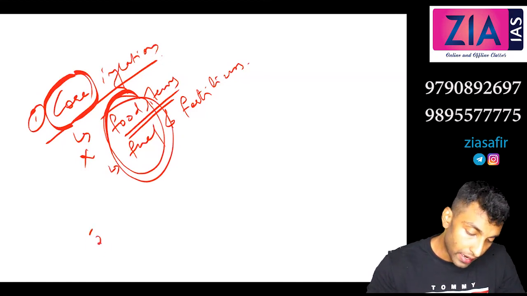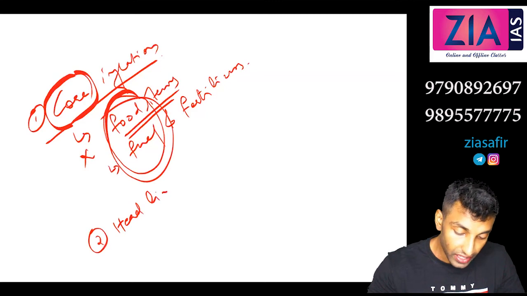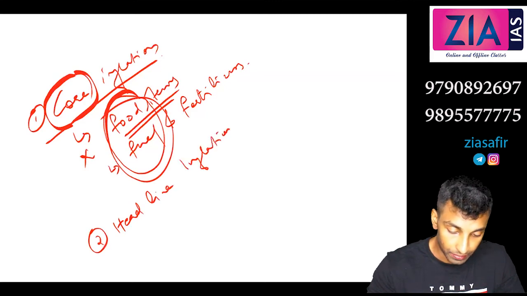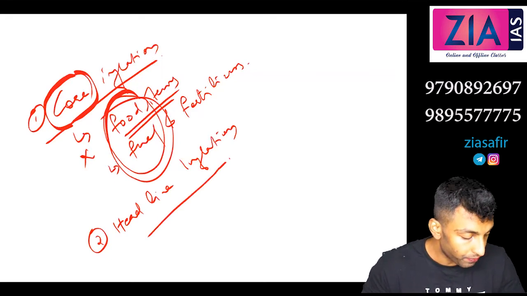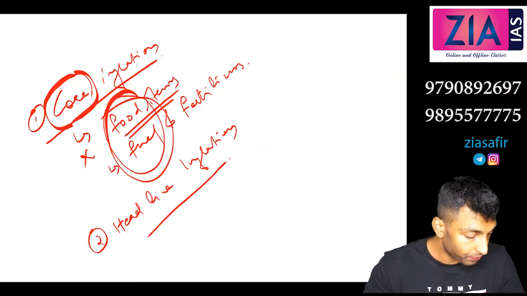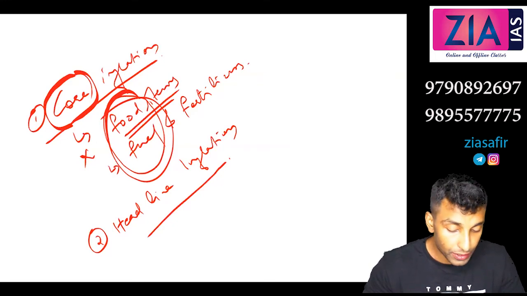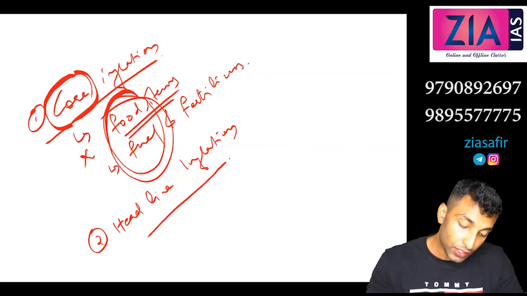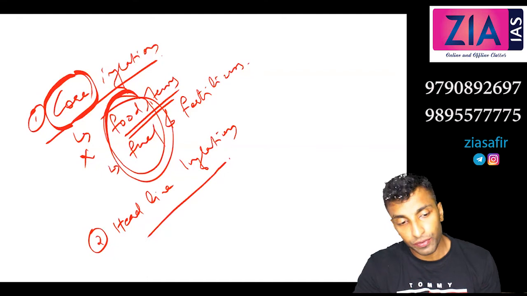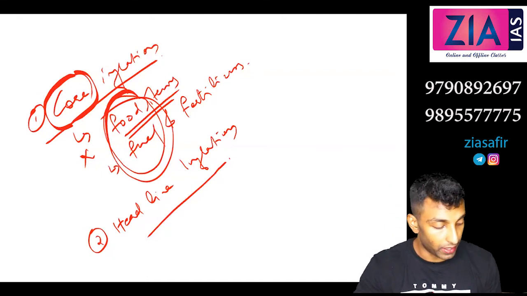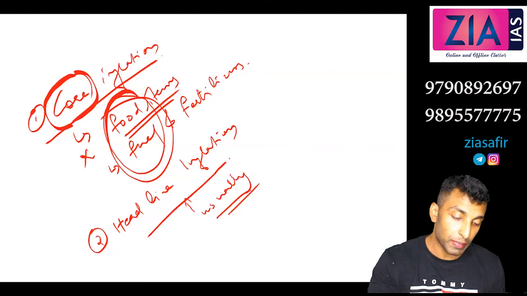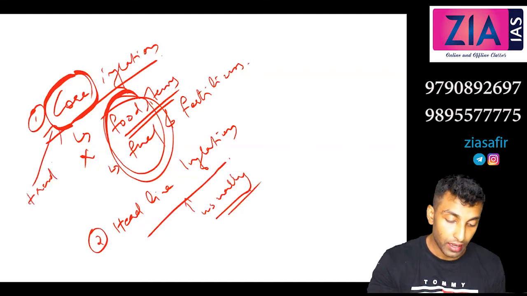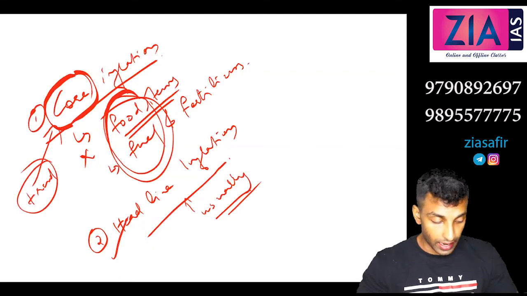Second one under this category, you can write headline inflation. It is based on prices of all types or groups of commodities. So this is what is actually used usually. Core inflation is basically used to know the trend only. Normally headline inflation is used.